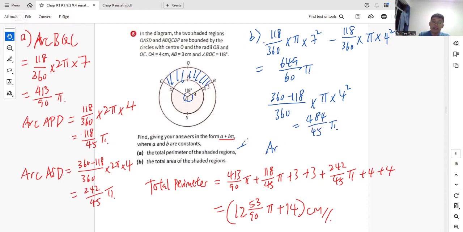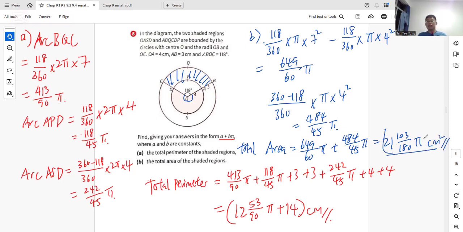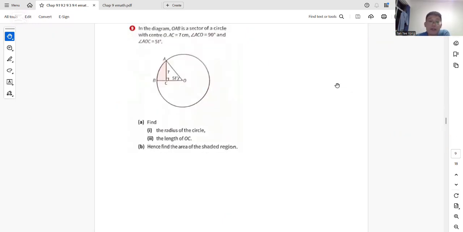So total area equals 649 over 60 pi plus 484 over 45 pi, which equals 21 whole 103 over 180 pi cm squared. So this is it for question 8. Let's do question 9 together.